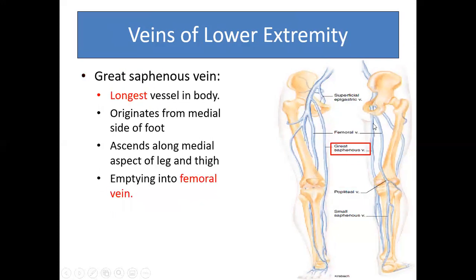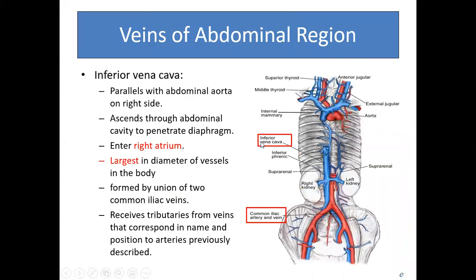The great saphenous vein is the longest vessel in the body. You can see here, it's very long. It originates from the medial side of the foot, goes up along the medial aspect of the leg and thigh, and later empties into the femoral vein. This is the great saphenous vein.